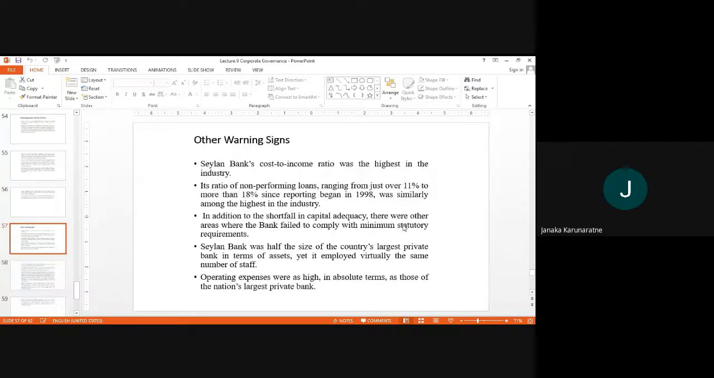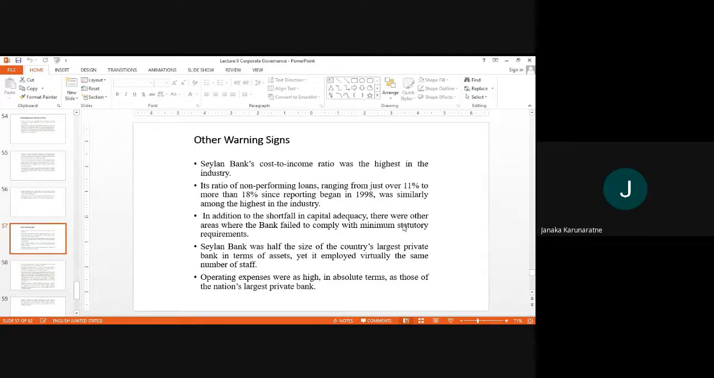Other warning signs. What were the warning signs? Ceylon Bank's cost to income ratio was the highest in the industry. The ratio of non-performing loans ranged from 11 to 18% since reporting began in 1991 and was similarly among the highest in the industry. In addition to the shortfall in capital adequacy, there were other areas where the bank failed to comply with minimum statutory requirements. Not only the capital adequacy, even other minimum statutory requirements.